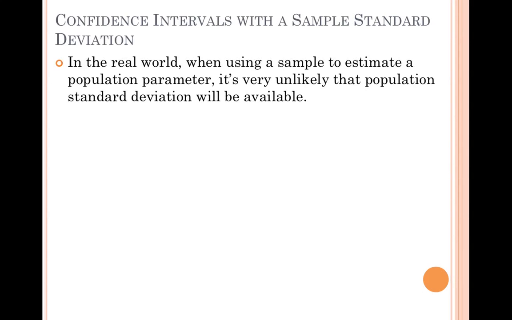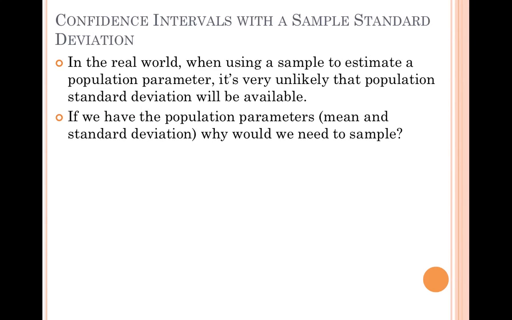Okay, confidence intervals with a sample standard deviation. This is the second type of confidence interval that we're going to cover. In the real world, when using a sample to estimate a population parameter, it's very unlikely that the population standard deviation will be available. If we had the population parameters like the mean and the standard deviation, why would we need to sample in the first place?